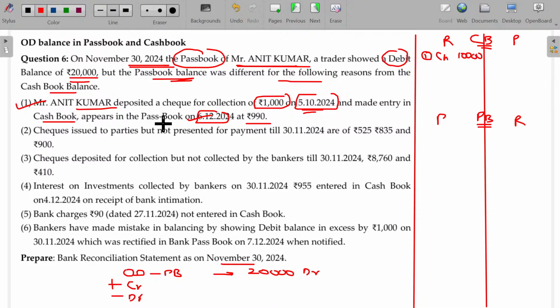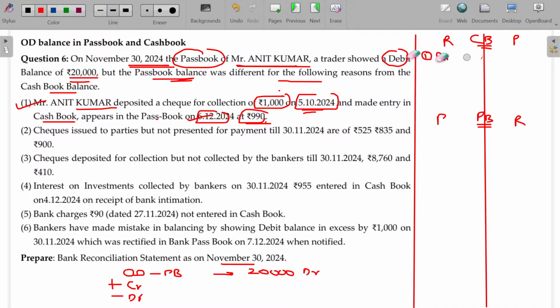Okay. But anyhow, it is going to be posted in the passbook only in the next period. So it seems to be mismatching correctly. What value do I have to take, sir? Is it 1,000 or 990? Only 1,000, because I have posted 1,000 rupees.